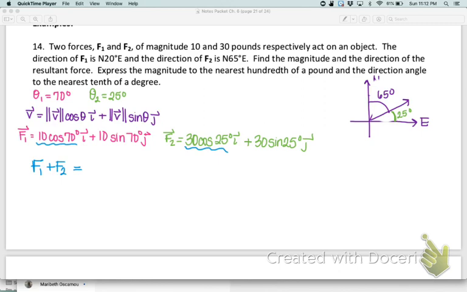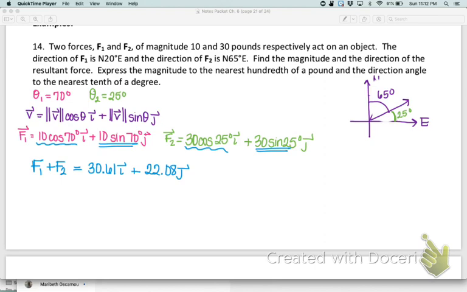I want to add the two A's together. And using the calculator, I get 30.61 i. And then I'm going to do the same thing with j. I'm going to add the B component and the B component. And when I do that, I get 22.08 j. Okay. Now, again, this is something that I've been pointing out and people have been asking about. Notice that it asked us to give the magnitude to the nearest hundredth of a pound.